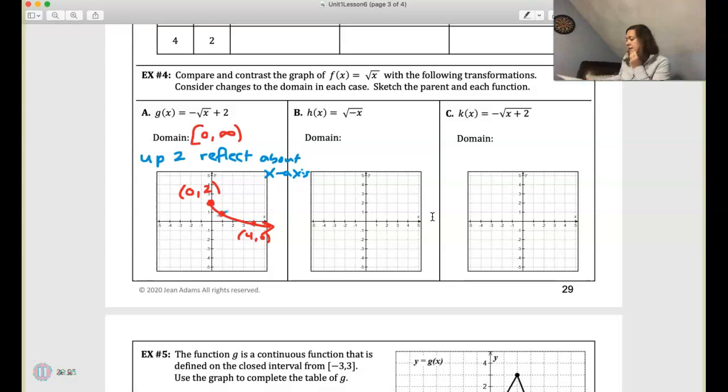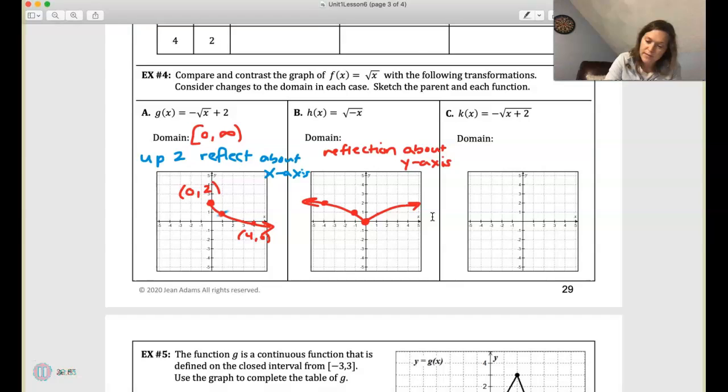All right, B has us actually taking the negative of our x. So that means we're going to be doing a reflection about the y-axis. Okay, so again, think about our normal graph. It's this way. So if I were to reflect that, 0, 0 would stay there. Our new point would be at -1, 1, and our other new point would be at -4, 2. So that left side would be the correct answer. What's the domain of that? Well, we're going to negative infinity to 0 inclusive.